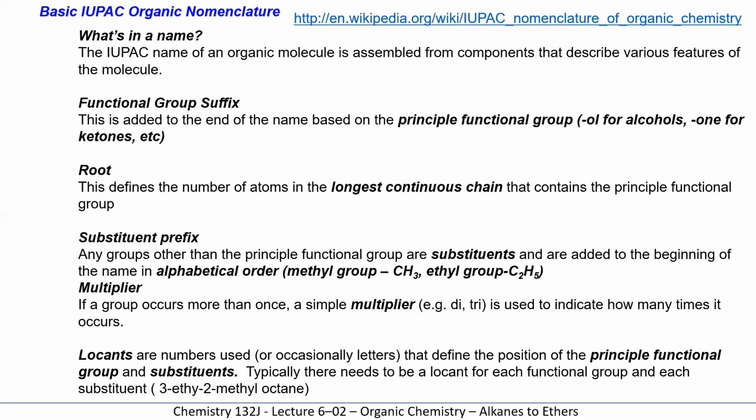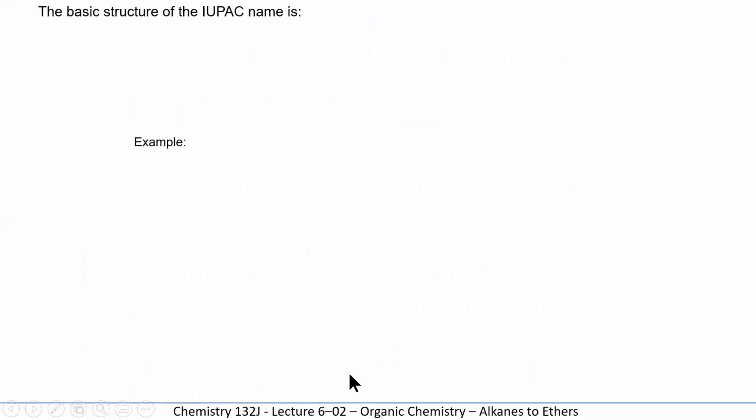So in the example here, three ethyl, two methyl octane. The longest chain is 8 carbons for octane. It's aliphatic, meaning all single bonds. That's what the -ane tells us. On the second carbon from the end, we have a 1-carbon side chain. And on the third carbon from the end, we have a 2-carbon side chain. So that's what we're going to be studying in detail.